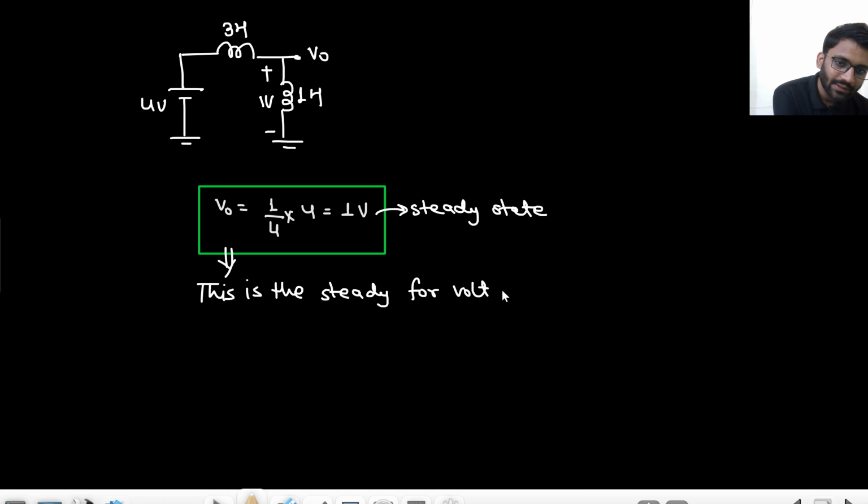For voltage, not for current. Okay. Let's just call this current I naught. So I naught will keep on increasing. I naught will keep on increasing after this.